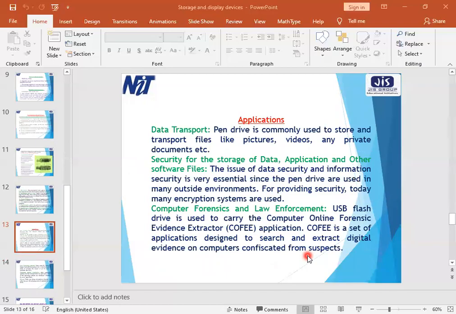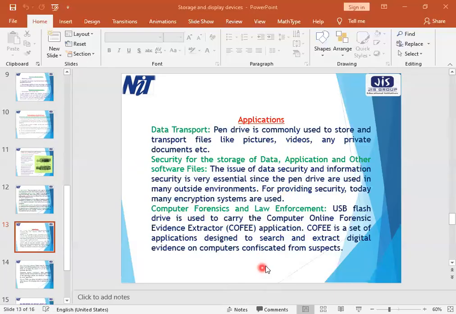Now, applications of pen drive. The very important application of pen drive is for data transport. You are taking the data from one computer, and if you want to put it in another computer, how will you put it? Or if you have taken the data from one television set, how will you put it in another computer system? So for data transport, pen drive is used on a large scale because it can store and transport files, pictures, videos, or any type of document.